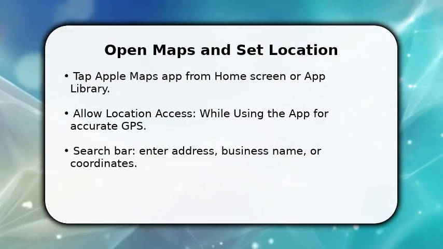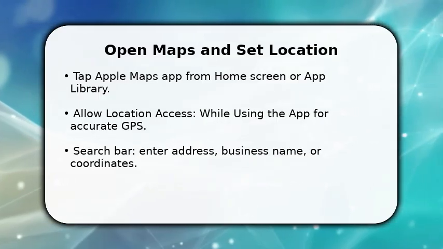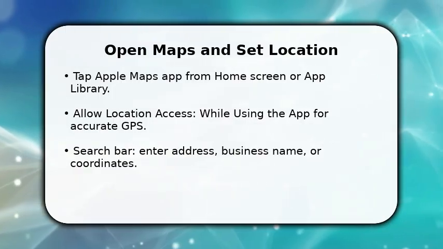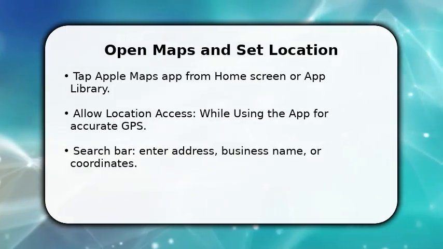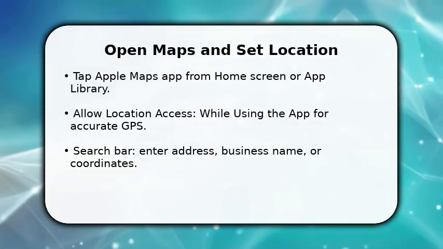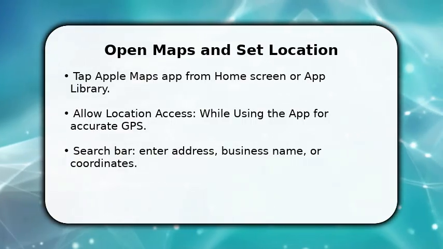You start by opening Apple Maps and confirming location access so the app can use GPS accurately. Tap the search bar and type a street address, landmark, or business name. Use coordinates if needed. Once results appear, swipe the place card up to see details like hours and contact. Make sure to tap directions to begin routing.